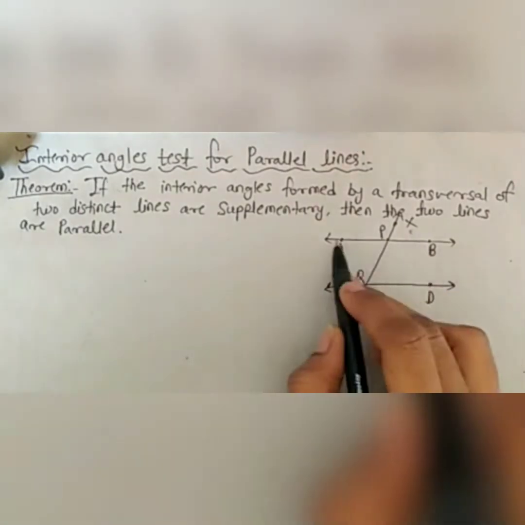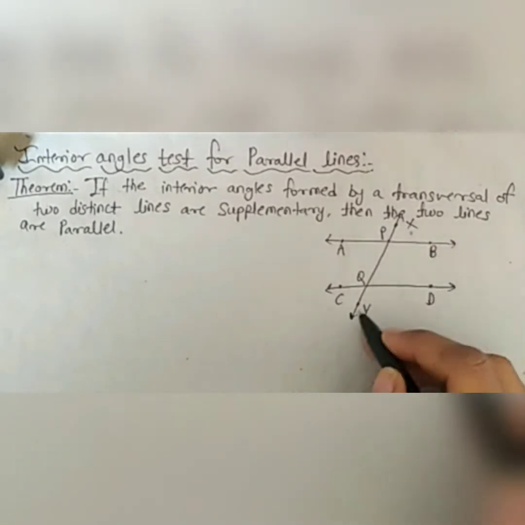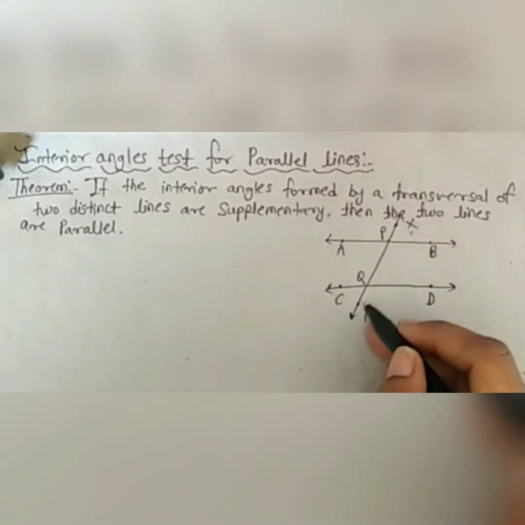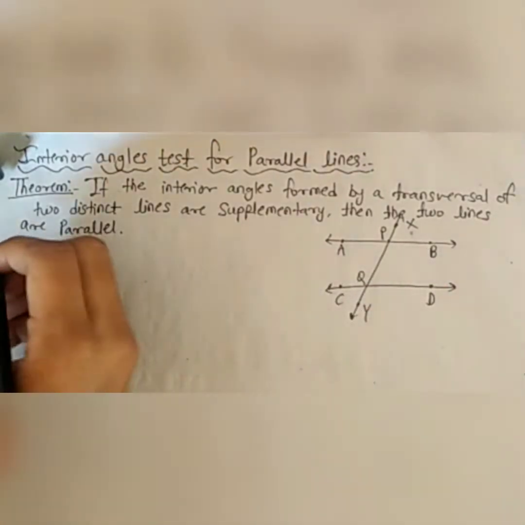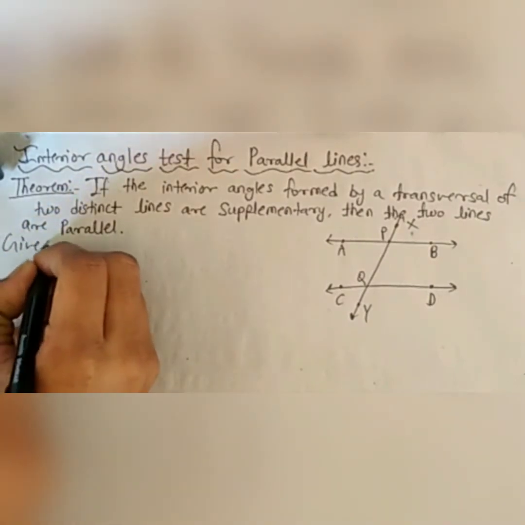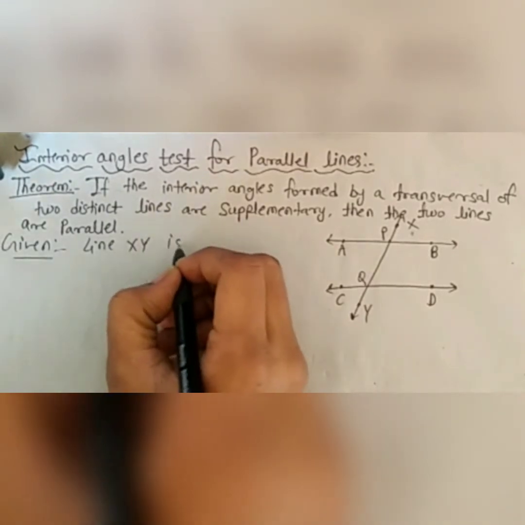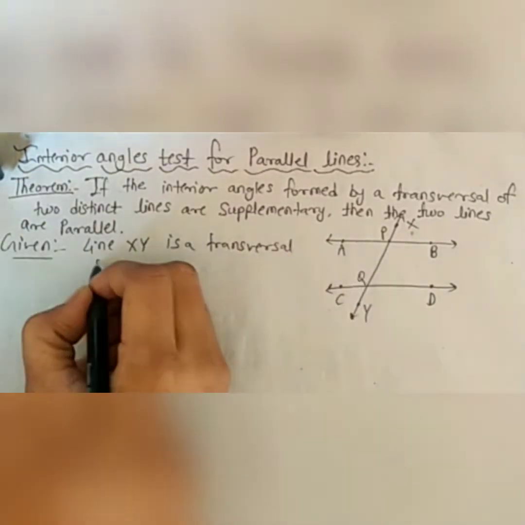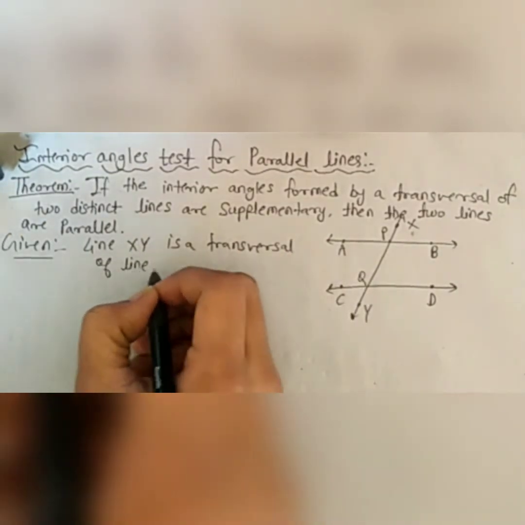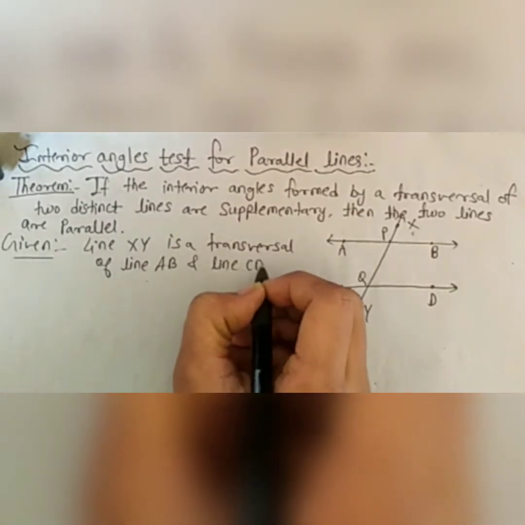See, we have these two lines, line AB and line CD, and there is a line XY. What is line XY? Line XY is a transversal of line AB and line CD. What is given? We write line XY is a transversal of line AB and line CD.